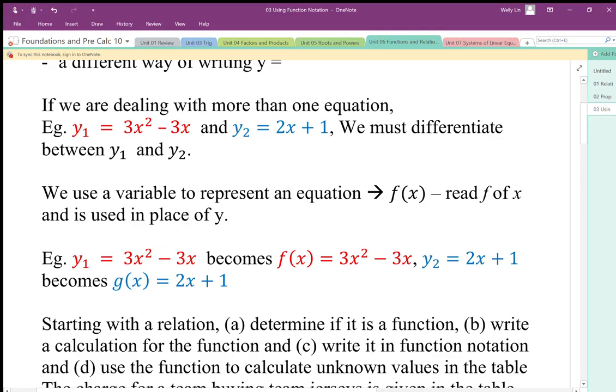And then we can use a different variable g, and this is read g of x. Again, this is not g times x. It's very important that we don't start seeing this as times. Some of you look at math and just visually see, oh, that must mean times. No, that does not mean times. This is all one piece, meaning g of x, and it's just another way to write y. We can replace that y and say that g of x is equal to 2x plus 1. This allows us to differentiate between this function, the one with the square, and this function, which is our linear function.